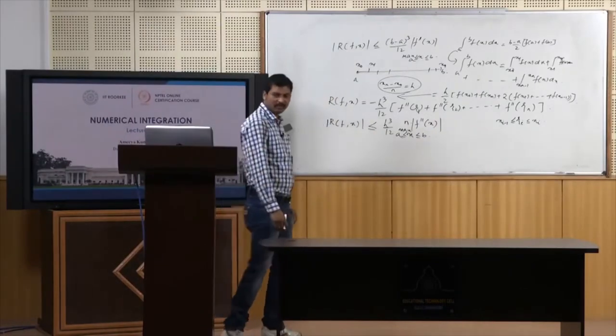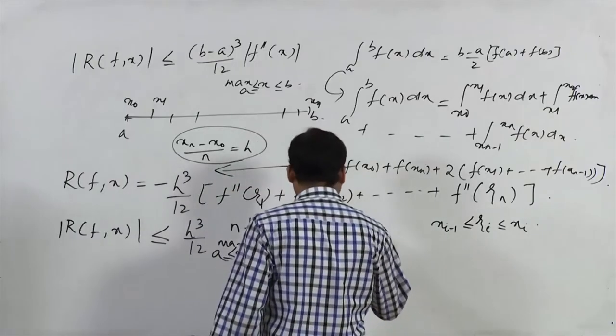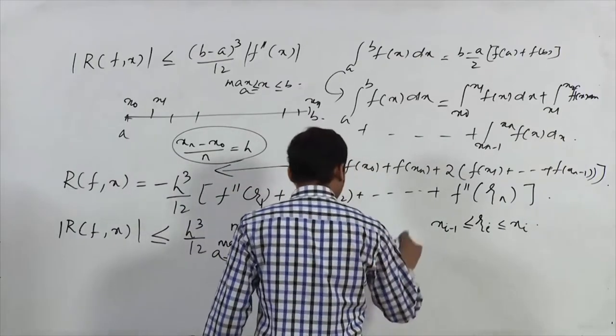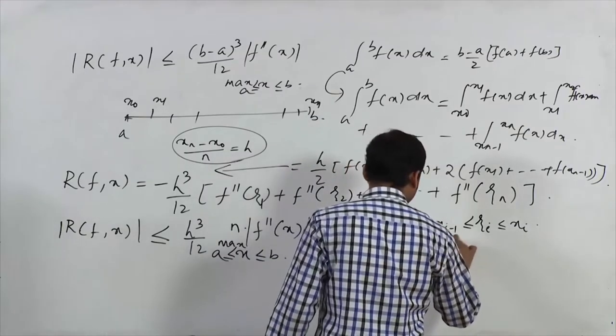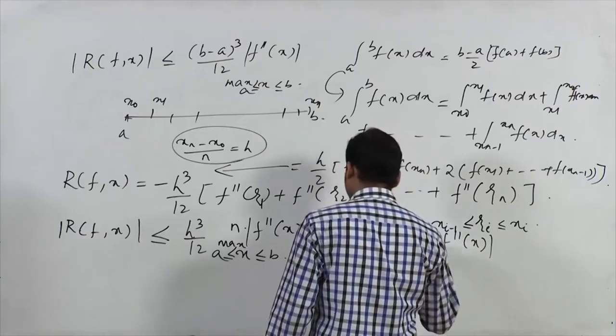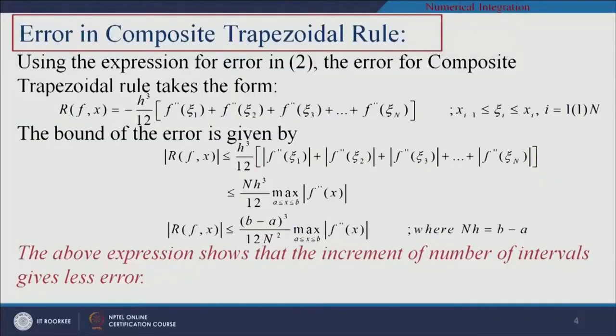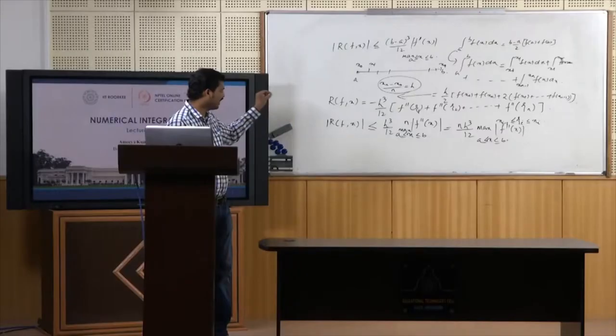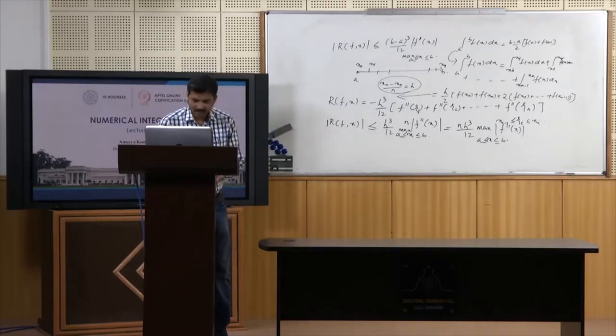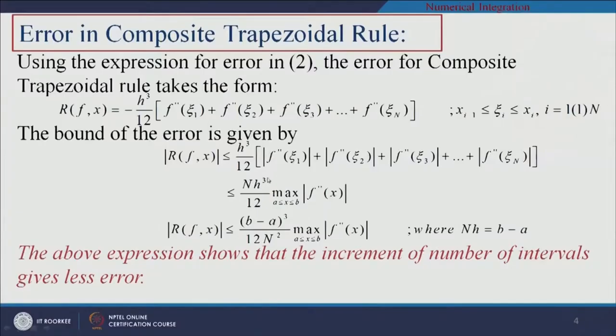And in a complete form, if you just write this formula, it can be written as nh³/(12) maximum of f''(x), where x lies between a and b. Sometimes also, if you replace nh = b − a, then you can replace this formula, that is h²(b − a)/12 times the maximum of f''(x). So, nh = b − a, and that is why this can be written as (b − a)³/(12n²) times the maximum of f''(x).